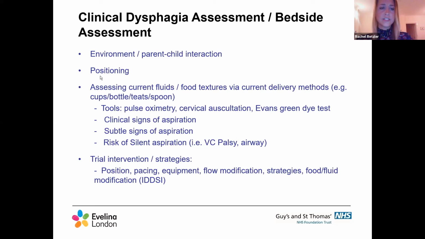We want to trial interventions and strategies. So does the child or baby need changes in their positioning? Do they need pacing to slow it down? Do they need changes in equipment? Sometimes they're just on the wrong bottle and you really need to look at if you need to modify their flow, with fatigue change, size changes. Do they need flow modification or adaptations to their food or fluid via IDDSI?